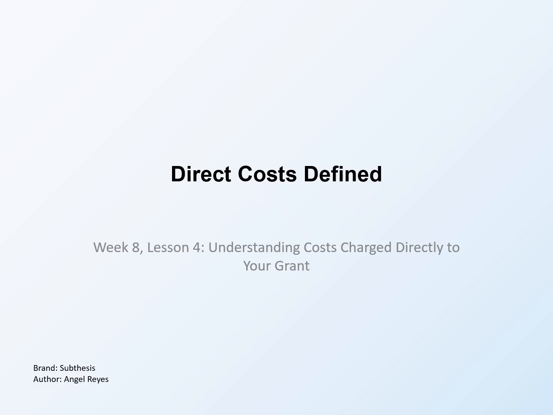Today we focus on direct costs, which typically comprise the largest portion of your grant budget. Direct costs are those expenditures that can be identified specifically with your project rather than with your organization's general operations. Understanding the direct cost concept is essential for preparing accurate budgets, maintaining proper financial records, and ensuring compliance with federal cost principles. Direct costs fund the actual work you propose to accomplish.